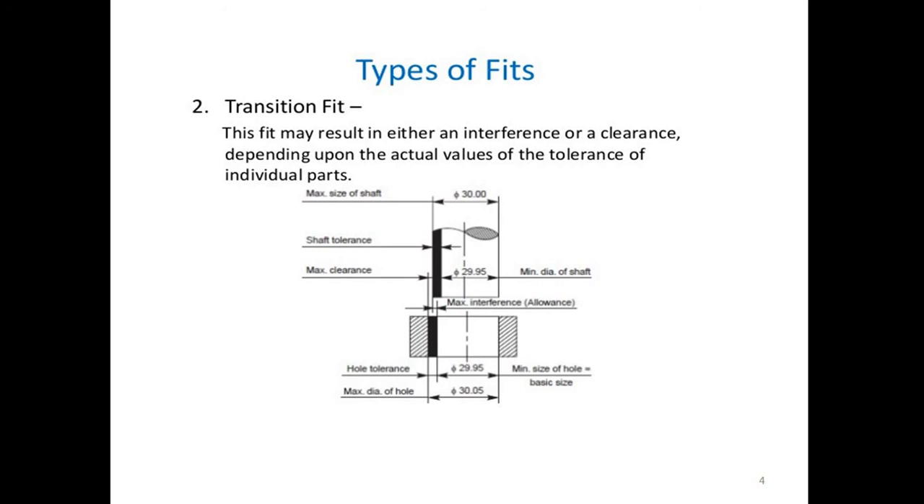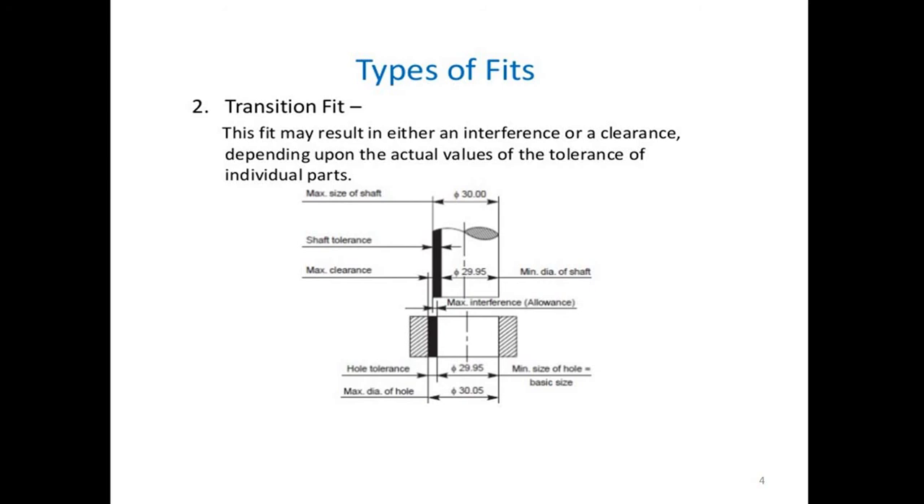Now, considering the hole, diameter 30 is there and the tolerance is given minus 0.05 to plus 0.05. I will repeat. For the hole, diameter 30 is there and the tolerance is minus 0.05 to plus 0.05. So the lower limit comes 29.95, that is 30 minus 0.05, it comes 29.95. The upper limit comes 30 plus 0.05, that is 30.05.